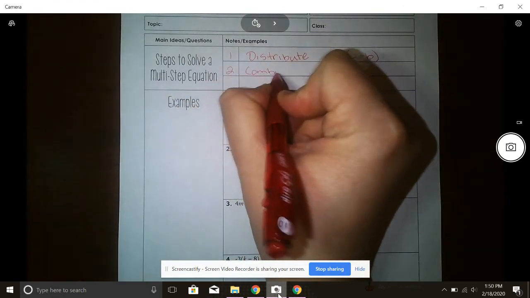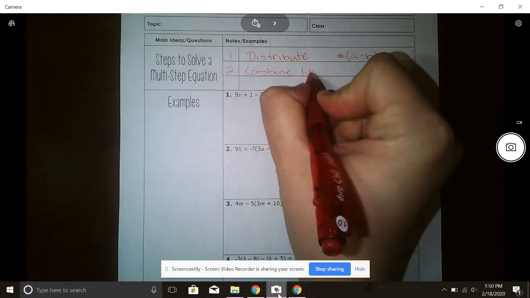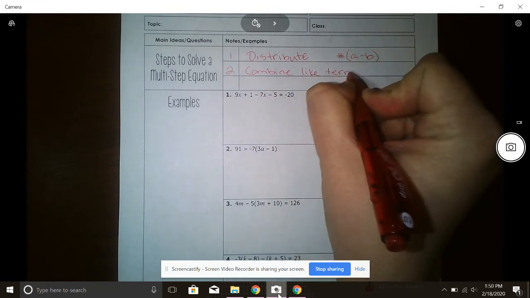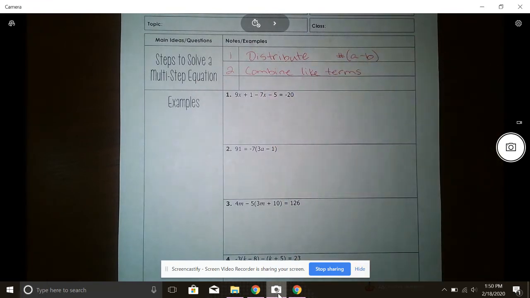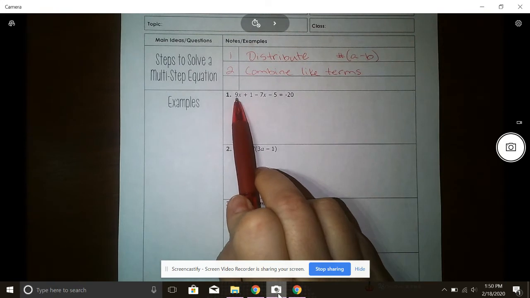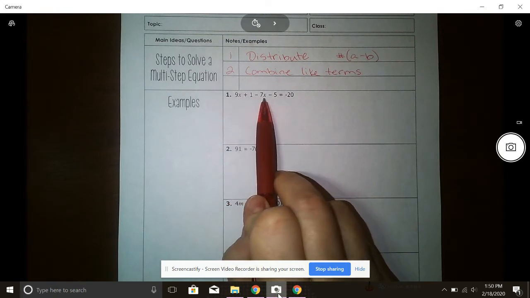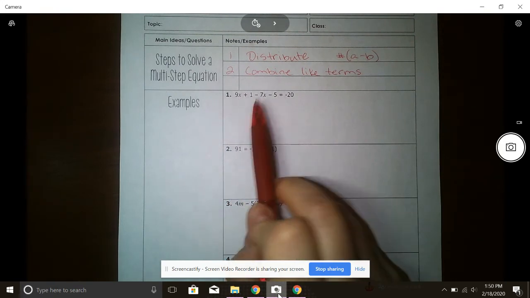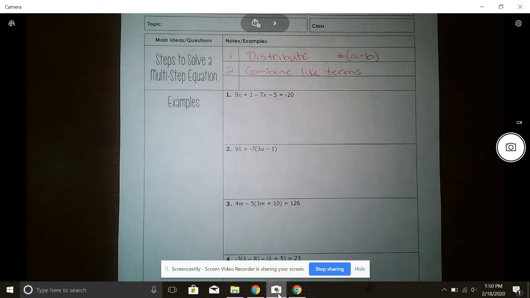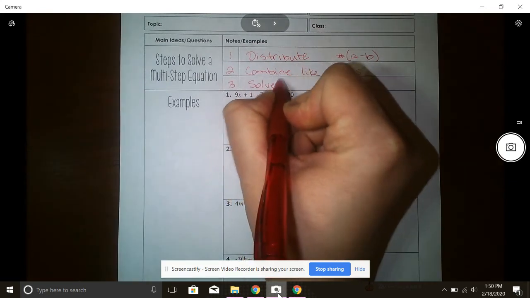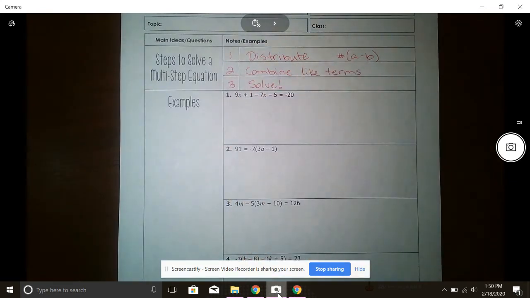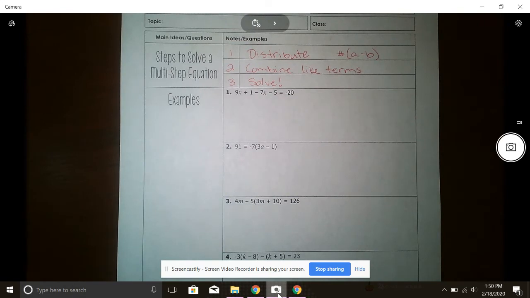The second step is to combine like terms. Like terms are anything with the same variable, so this 9x and negative 7x are like terms. Also, the 1 and negative 5 are like terms. They have no variable. And then finally, step 3 is to solve using the techniques that we've used in previous videos, in previous lessons. So let's use number 1 as an example.